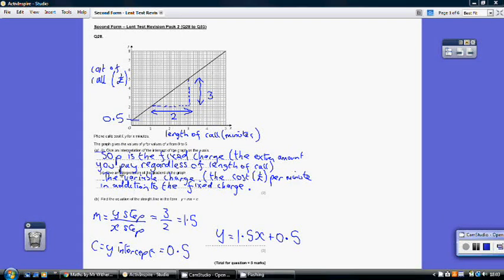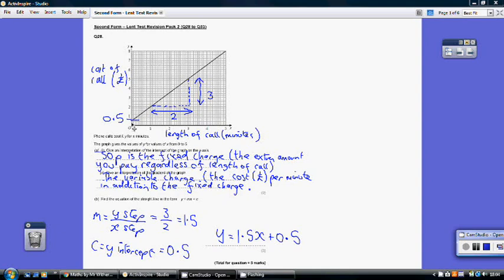Question 28. If you look at this graph, we've got the length of the call in minutes, so that's the length of the telephone call. And going up the side on the y-axis, we've got the cost of the call. What you'll see is that it doesn't start at 0, 0. It starts at 0.5 pounds, or if you like, 50p. So what we're saying is, even if your call length is 0 minutes, it's still costing you 50p.